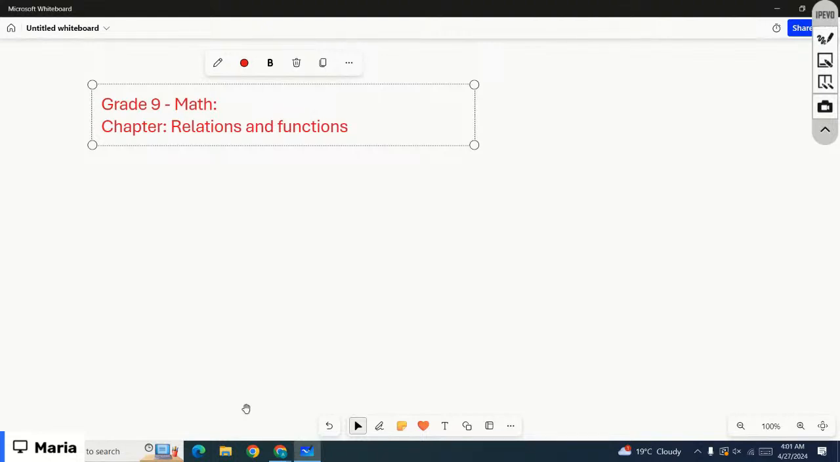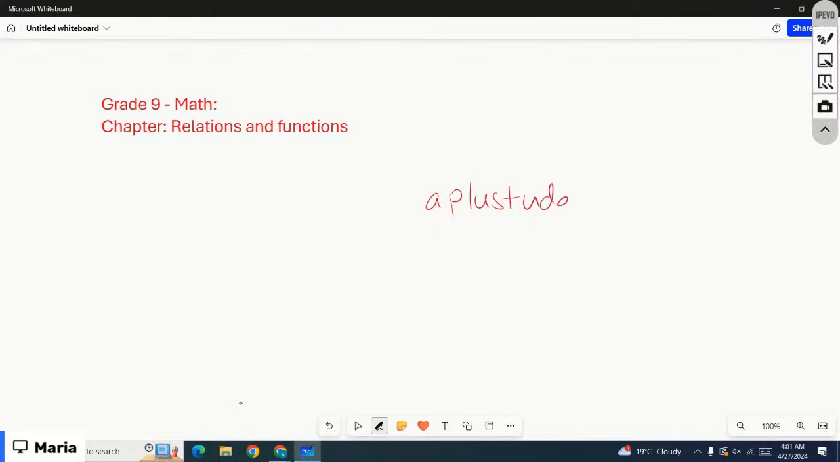You can find all the lessons on aplusstudents.com. You have to log in there using your email address and password as provided by the administrator. Then you have to select math from the subject tab. Scroll down to grade 9 and then click on view all lessons. So there you can find the list of the chapters. We're going to start with the chapter relations and functions.